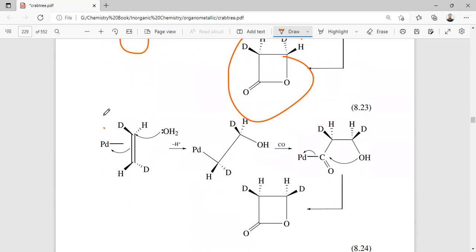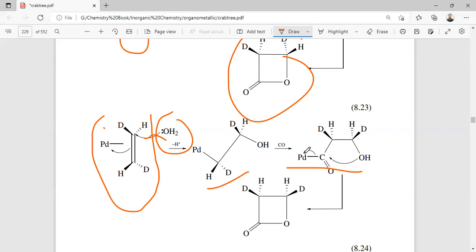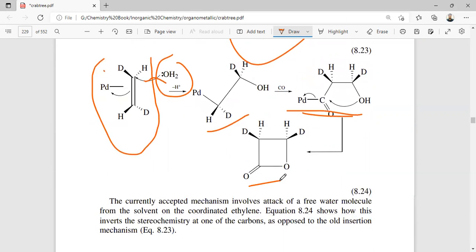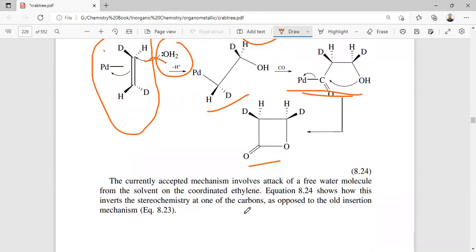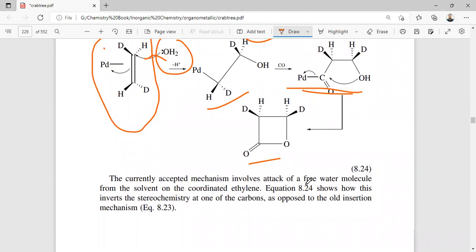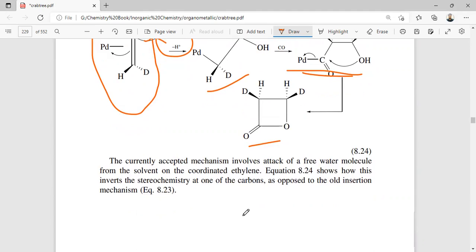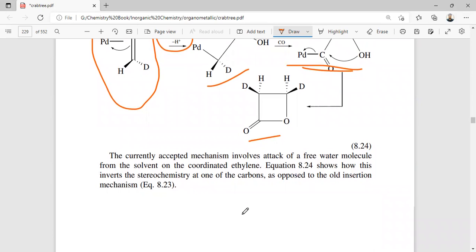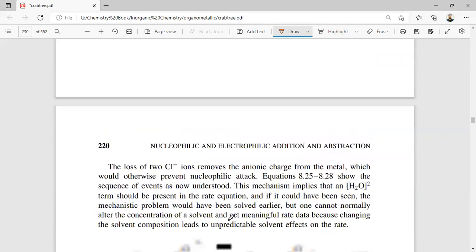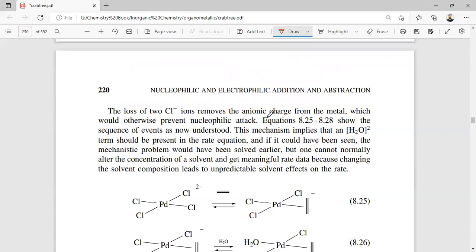The next possibility is the palladium. Here, the nucleophilic attack of the water molecule on the alkene moiety forms this, then CO inserts to form this one. The currently accepted mechanism involves the attack of a free water molecule from the solvent on the coordinated ethylene. So this equation shows how this inverted the stereochemistry at one of the carbons, as opposed to the insertion mechanism. The loss of 2 Cl ions removes the anionic charge of the metal, which would otherwise prevent the nucleophilic attack.